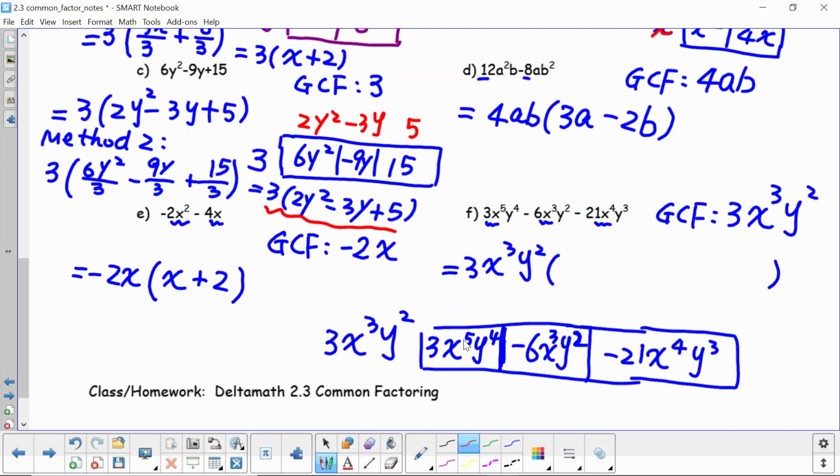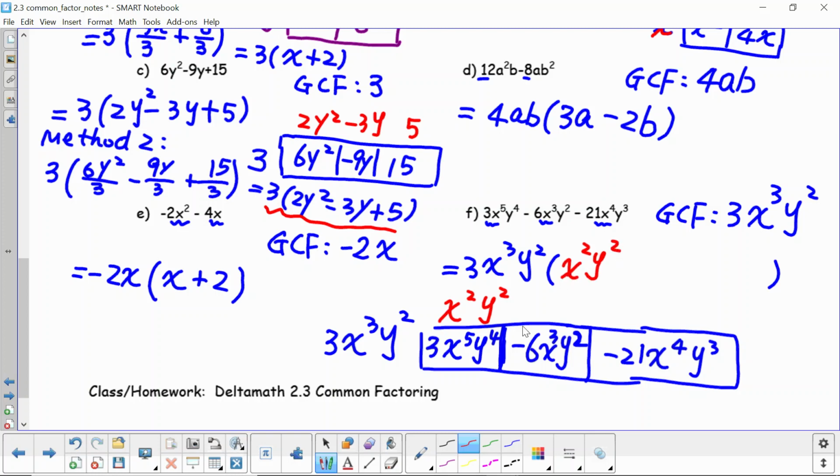3 divided by 3 is 1, x to the exponent 5 divided by x cubed. Division, subtract the degree. 5 minus 3, you have x squared. And y to the exponent 4 divided by y squared. Division, subtract. 4 minus 2 gives you y squared. So these two multiplied together, length times width, will give you the area inside this box. So the first term, we know it, it's x squared y squared.